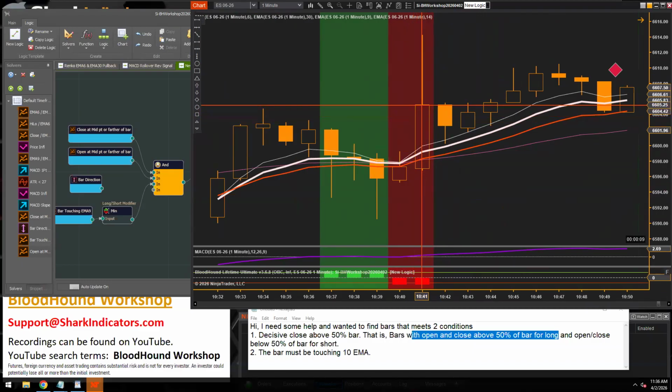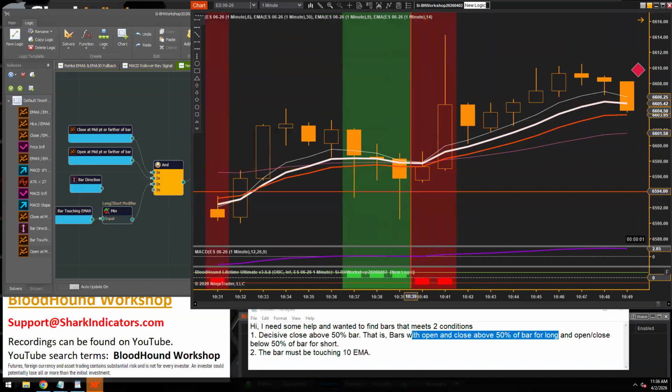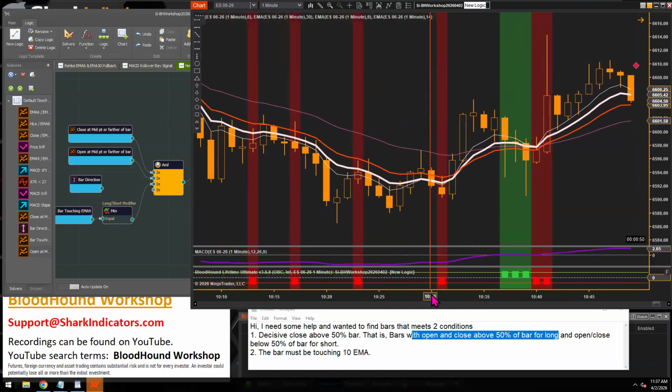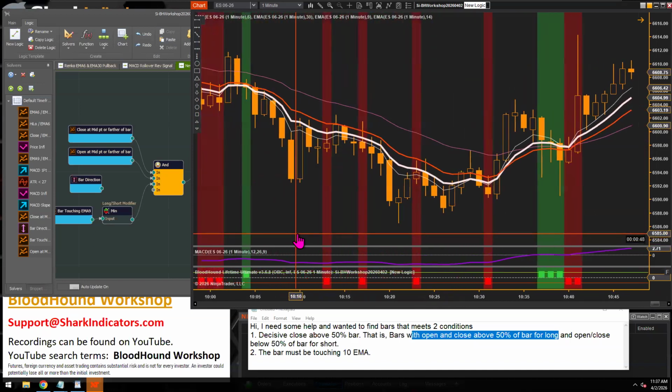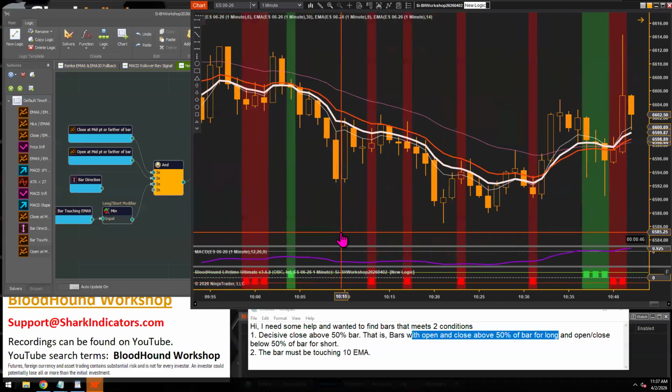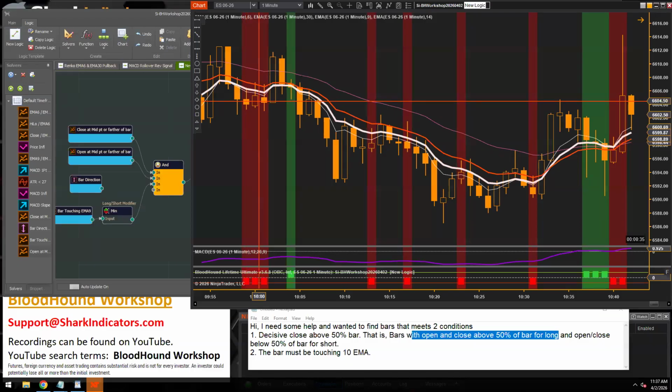Yeah, so both the close and the open are below the halfway point. Same here. Same here. There. Yep, so there we go. Bars with bodies on one side of the candlestick or the other side of the candlestick.